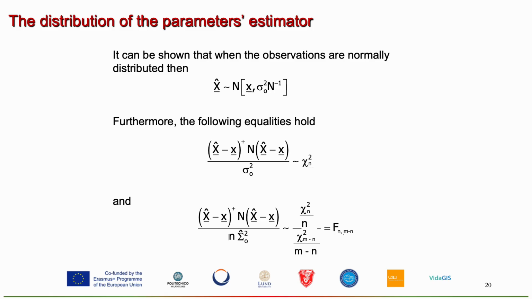And the quadratic form given by capital X cap minus X transpose that multiplies the normal matrix that multiplies capital X cap minus X, divided by n that multiplies the a posteriori variance of the estimates, is distributed according to the ratio between a chi-square with n degrees of freedom divided by n and a chi-square with m minus n degrees of freedom divided by m minus n. That is the so-called Fisher distribution with n, m minus n degrees of freedom.